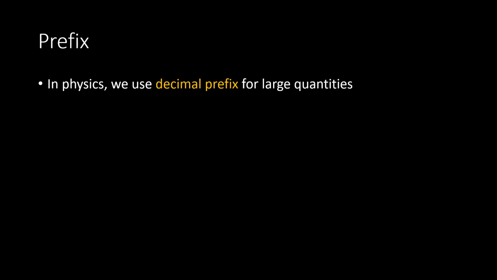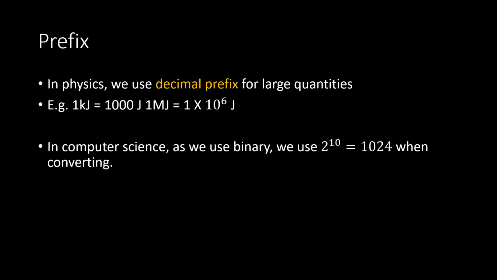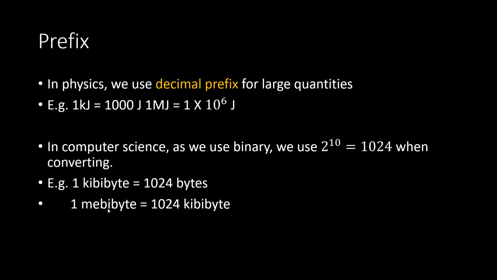In physics, we use decimal prefixes for large quantities. For example, 1 kilojoule is equal to 1,000 joules, and 1 megajoule is equal to 1 times 10 to the power of 6 joules. So in computer science, we have a similar idea, but as the numbers use the base 2 number system, instead of using 1000, we use 1024, which is 2 to the power of 10, when converting. So for example, 1 kibibyte is equal to 1024 bytes, and 1 mebibyte is equal to 1024 kibibytes.